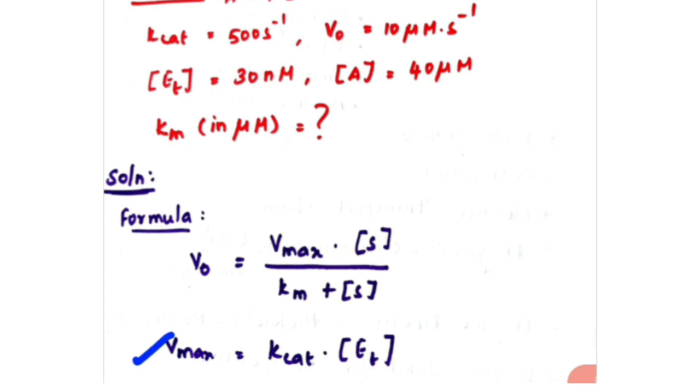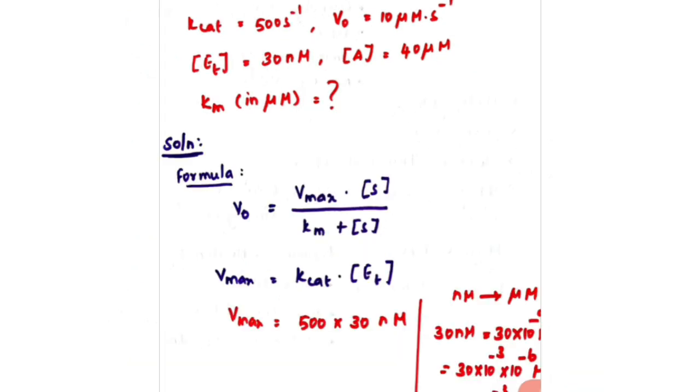So Vmax can be calculated by using this equation, that is Vmax = Kcat × ET. Kcat is given data, that is 500 s^-1, and ET is the total enzyme concentration, 30 nanomolar. By substituting the given data in these two equations, you can find the Michaelis-Menten constant Km. So Vmax = Kcat × ET, where Kcat is 500 s^-1 and ET is 30 nanomolar. But Km they are asking in micromolar.